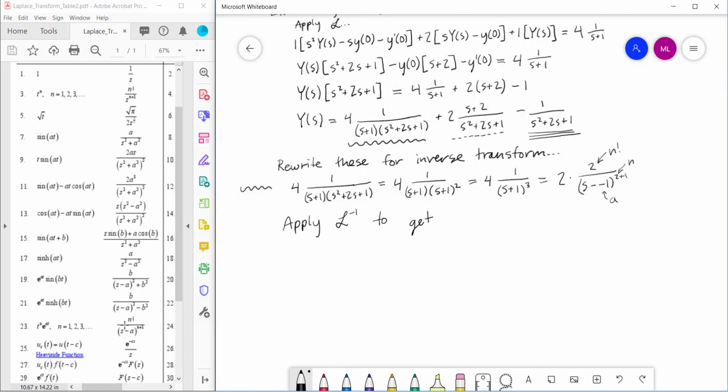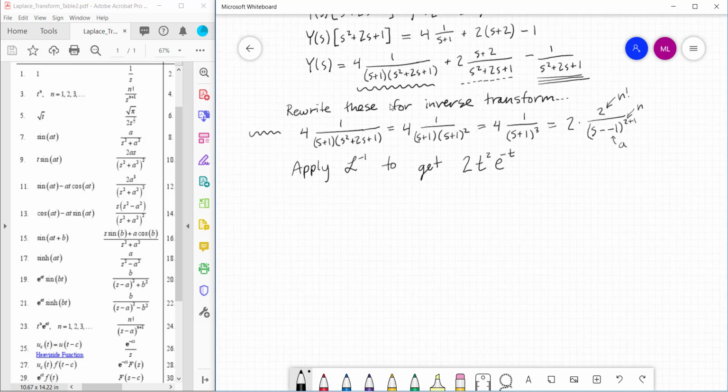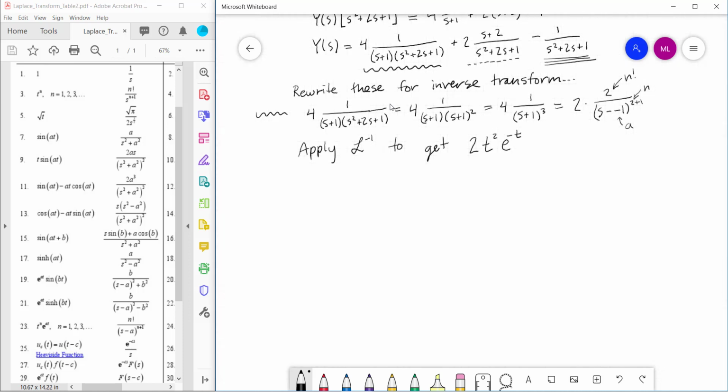But what we would get out of it is that 2 would survive in front, and this, again, is going to transform to t to the second power, because that's what n is, so t squared times e to the at, and our value of a is -1. So that's what that's going to transform to. So we've taken care of this term. So let's look at the dashed term now.